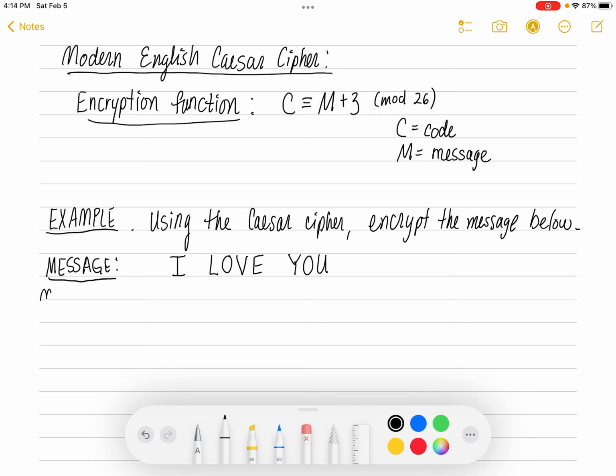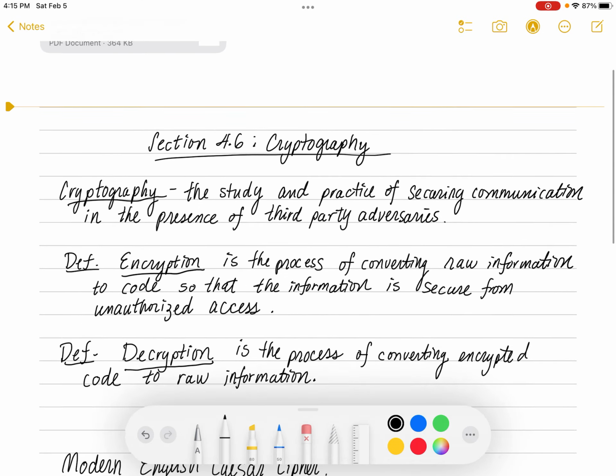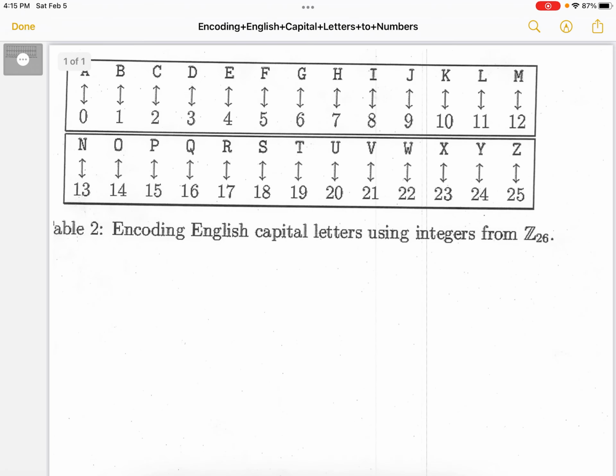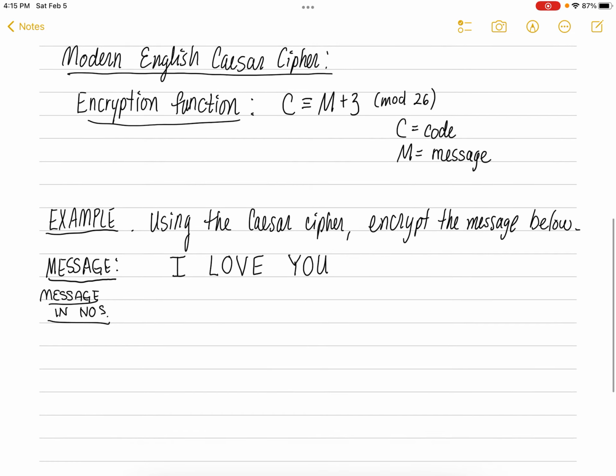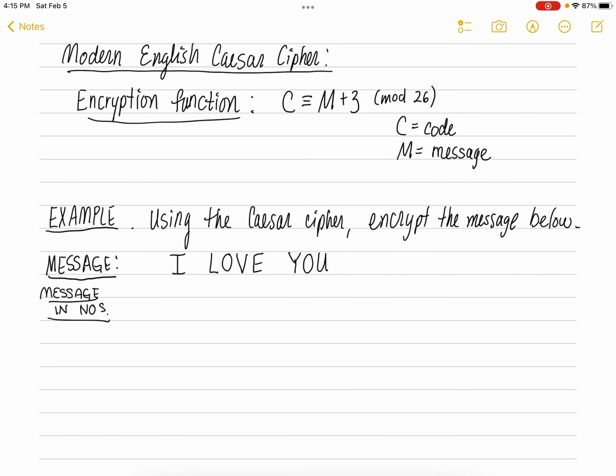And we want to convert that message to numbers. Message in numbers. Now to convert this over to numbers, we would open up our sheet, which encodes English capital letters to numbers. You'll have to have that handy. I'm not going to scroll back and forth to the sheet. I have my own copy beside me.